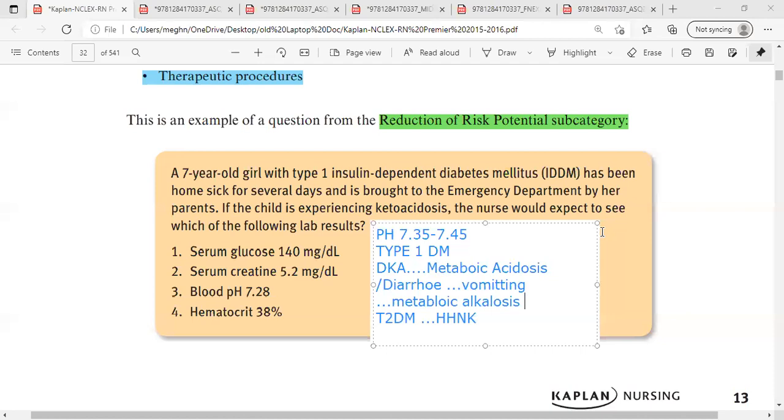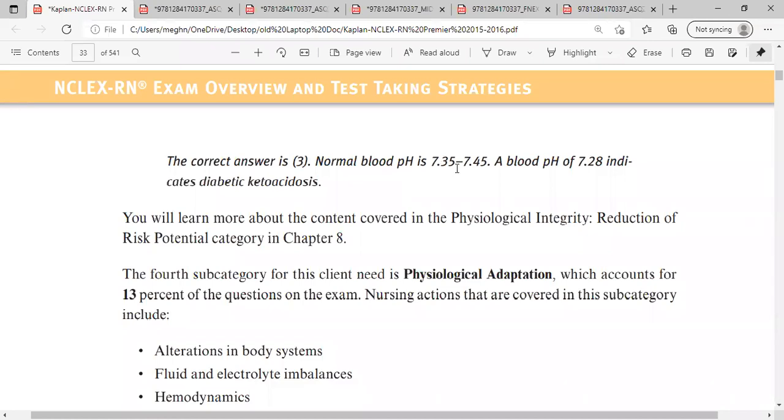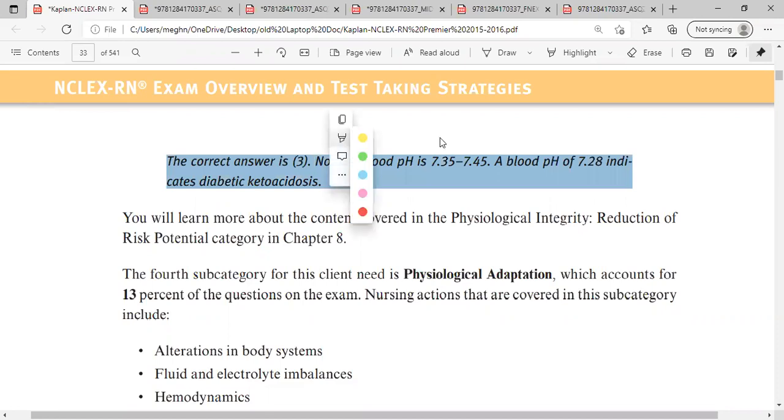What next? Next question, they said normal blood pH is 7.35 to 7.45 and blood pH 7.28 indicates the patient developed diabetic ketoacidosis. More precisely, the patient developed metabolic acidosis.